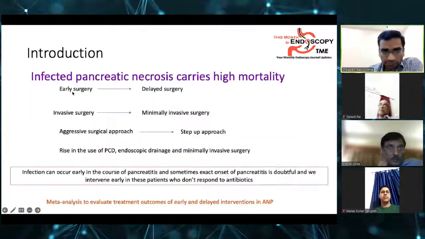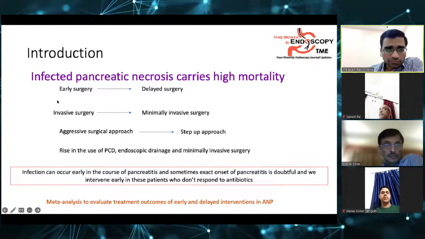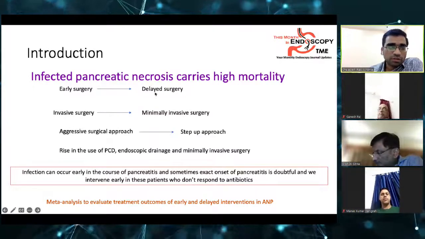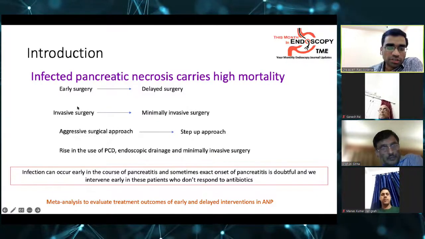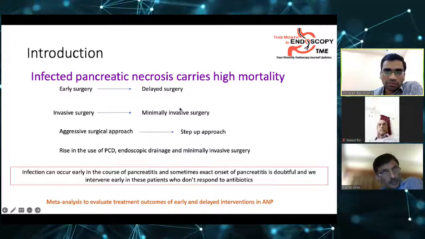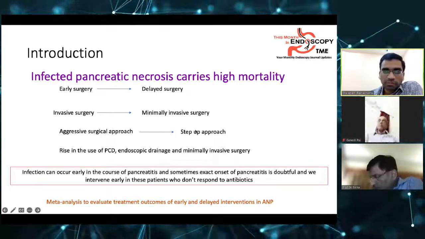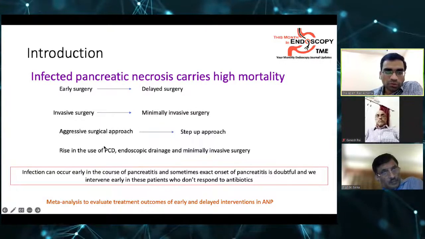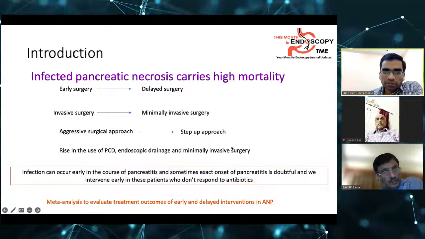We know that infected pancreatic necrosis carries a high mortality. Previously, early surgery was done, but there was a paradigm shift, and people resorted to a delayed strategy. Invasive surgery has become obsolete, and now people go more for minimally invasive surgery. Any aggressive surgical approach is preceded by a step-up approach after the PANTER trial. Now we use more percutaneous drains, endoscopic drains and minimally invasive surgery for these patients.